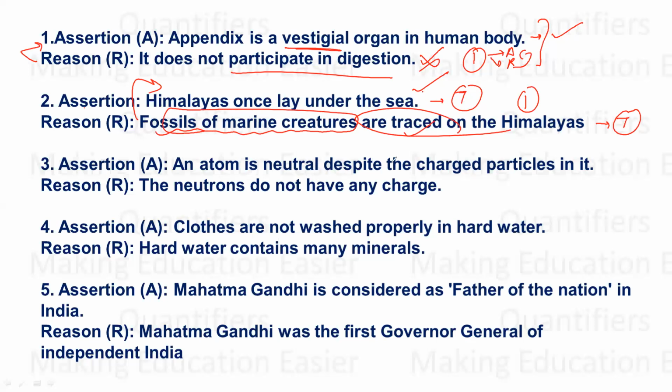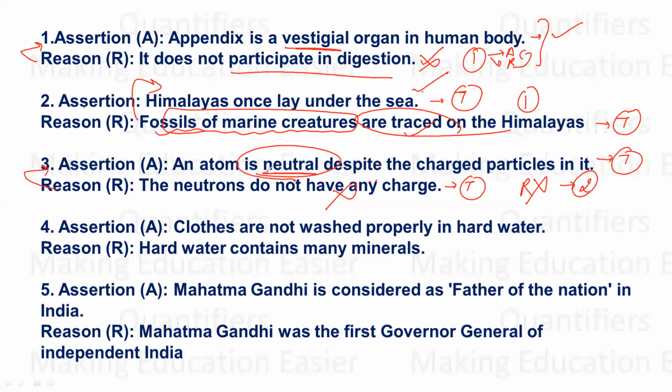An atom is neutral despite the charged particles in it. So a little bit of science. Yes, this is true. It is neutral despite the charged particles in it. The neutrons do not have any charge. This is also true. But is this the correct reason why an atom is neutral? This is not actually the correct reason. So here both A and R are true, but R is not the correct explanation of A. Hence the answer is option 2.